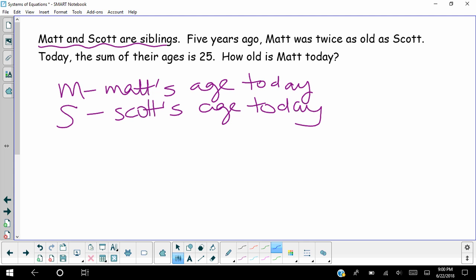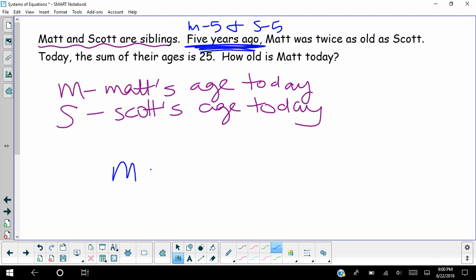Then it talks to us about 5 years ago. So that would be Matt minus 5 and Scott minus 5. Or M minus 5, sorry, for Matt's age today, minus 5, and S minus 5 for Scott's age today, minus 5. So 5 years ago, Matt was twice as old as Scott.